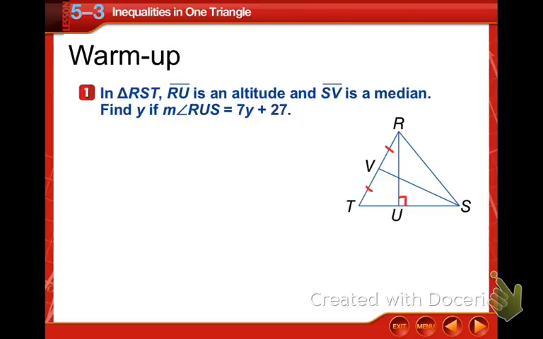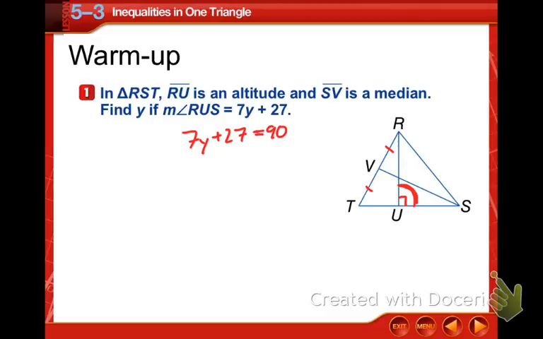We want to find the measure of angle RUS. Well, find y if that is the angle. RUS is marked there, just put an arc there. And if you notice, it is also our 90-degree angle formed by the altitude. So, that means that 7y plus 27 is equal to 90.